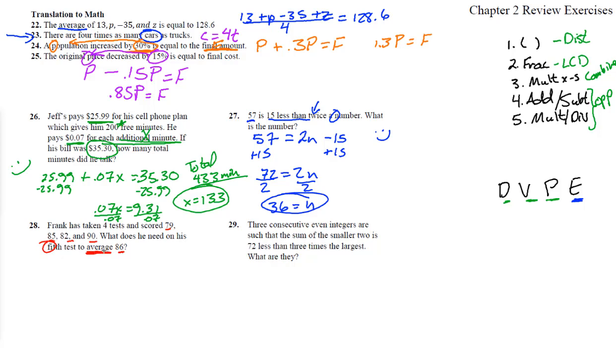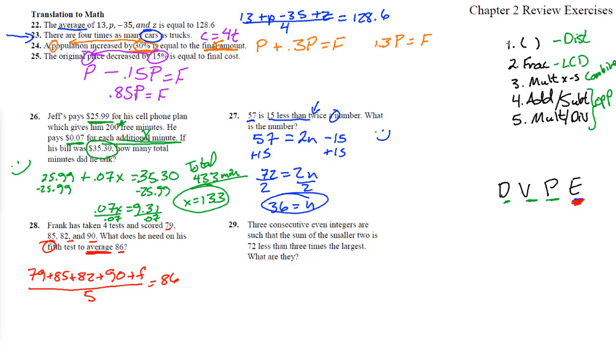So if we do the average of all 5 tests, it is 79 plus 85 plus 82 plus 90 plus his 5th test, all divided by 5, and that has to equal the 86. Look at that, we have an equation. Think through with our plan, have our variable, we got it. We're now in happy math land.